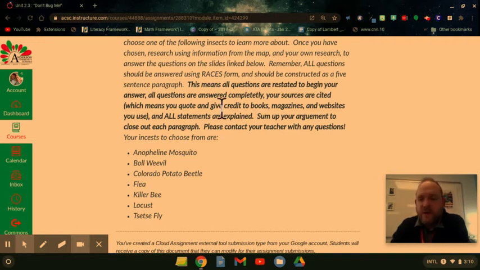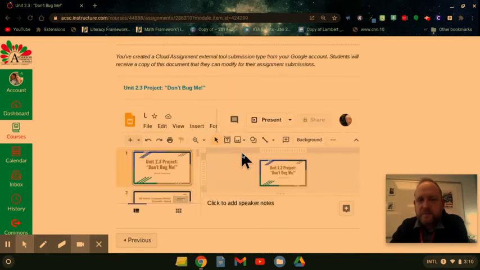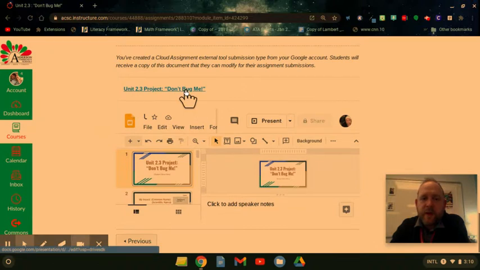One of our main goals for you guys is to become proficient writers, and to do that, you're going to need to be able to use that RACES form with everything you write. So here are the insects you need to choose from. They're the same ones from up above. And then here is your PowerPoint.